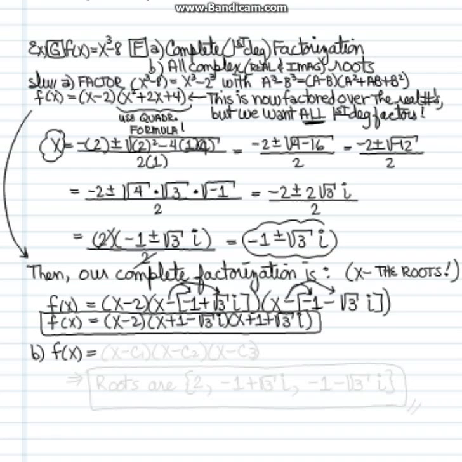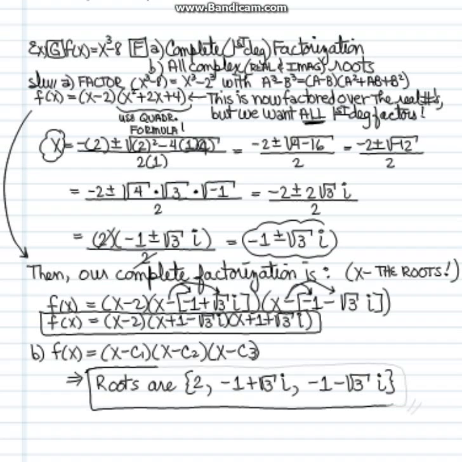Now for part B, we have to reconsider the form x minus c sub 1 times x minus c sub 2 times x minus c sub 3, where the c's are the roots. Well, we had that on the step above the box. So our roots are the numbers being subtracted: 2, negative 1 plus the square root of 3i, negative 1 minus the square root of 3i. And we're finished. Once you get it down to a complete factorization, it's very easy to see what the roots are.